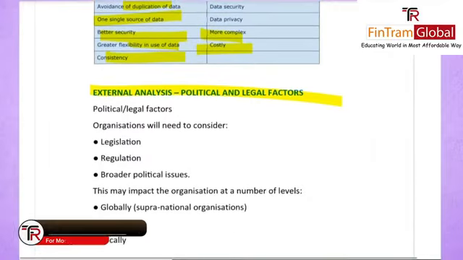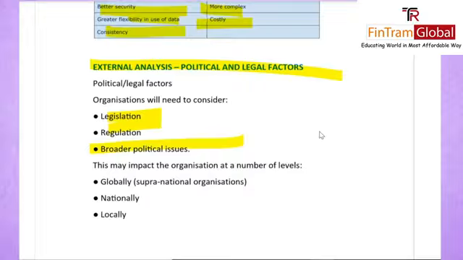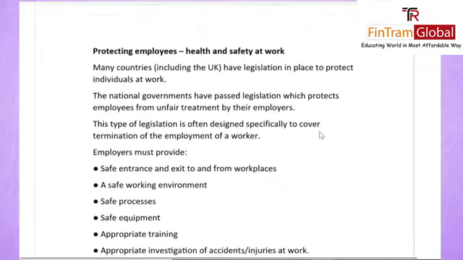Next, we move on to external analysis, wherein we firstly talked about our political and legal factors. In our political and legal factors, we said that an organization will need to consider various things: the legislation, the regulations, and any political issues that are going on. This can be impacted at 3 levels. It could be global, that is your supranational organization. It could happen at a national level, or it could be happening at a very local level.